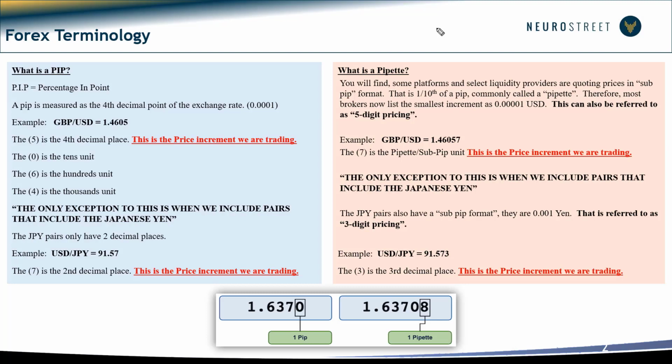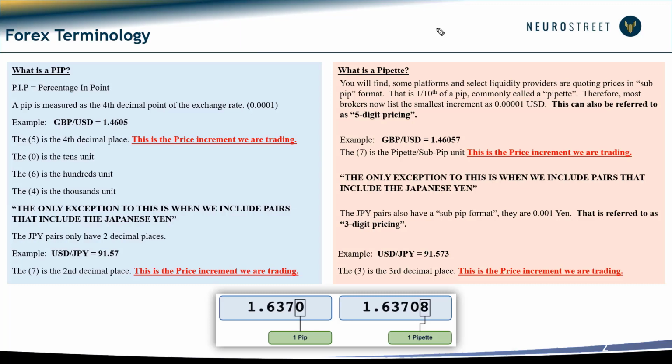And so you will find that some platforms and select liquidity providers are quoting prices in sub-pip format. This is 1/10 of a pip, commonly called a pipette. And a lot of brokers will know this as the 5th digit pricing model. An example would be the pound dollar, if we were looking at 1.46057.